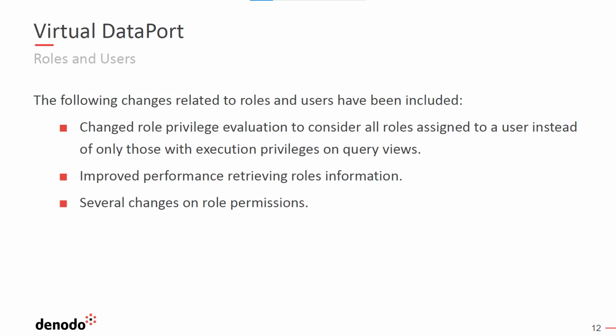This way, if a data steward grants a role, quote, indirect access to a view, it means that role will be able to access the data from a derived view that same role can execute. Now, Virtual DataPort restricts the scope of the active roles to the ones with execute privilege on the top view, which allows more control and certainty over the dataset each user will see when they execute the view. Finally, different changes have been made to role permissions.